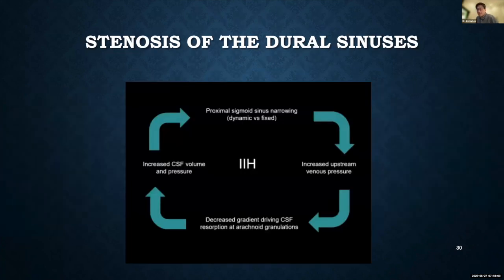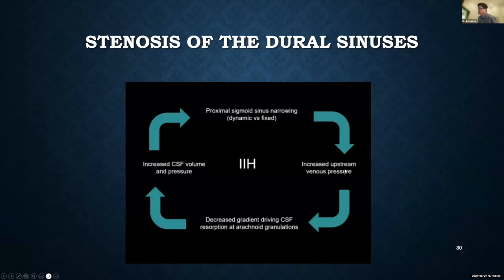So the important part about the stenosis of the transverse and sigmoid sinus junction is that the question is always, is it congenitally narrowed, or is it because of increased pressure causing the narrowing? Whether it's fixed or dynamic, I'm not entirely sure, but what happens is a vicious cycle.